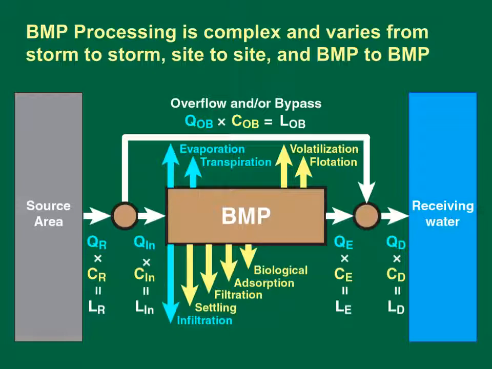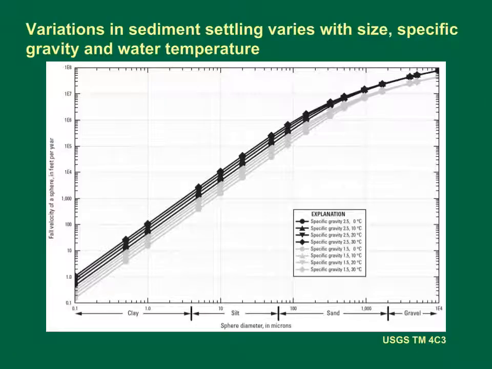It's important to note that these processes vary with air temperature, water temperature, and solar energy, which will vary within storms, from day to night, from storm to storm, and from season to season. As an example of potential variations in BMP performance, this graph shows variations in sediment settling velocities with variations in size, specific gravity, and water temperature.